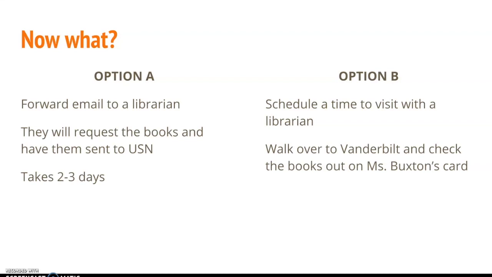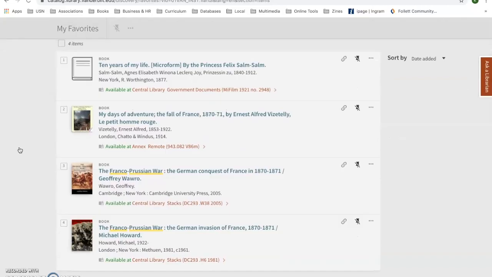You can either forward the list to Ms. Buxton or Ms. Pritchard, and they will request the books from Vanderbilt and have them sent here. This often takes a few days. If you want the book sooner, then you can set up a time with Ms. Buxton or Ms. Pritchard, and one of them will walk over to Vanderbilt with you to check out the books on Ms. Buxton's card. A few things to be aware of.